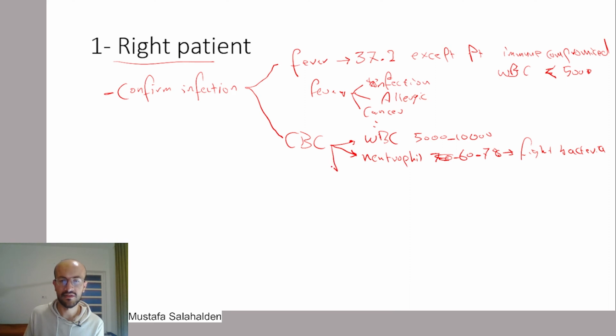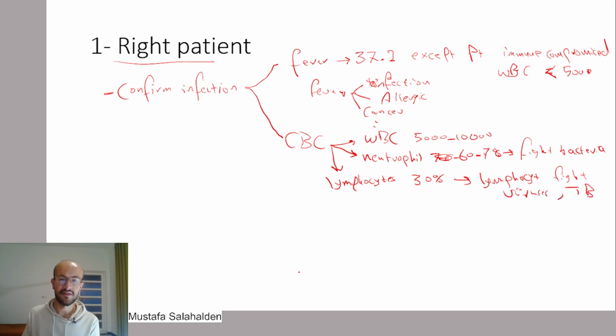You also pay attention to the lymphocytes. The lymphocyte count is 30%, and if it is raised, so the lymphocytes fight viruses and TB. So if the lymphocyte count is raised, this might mean the patient has a viral infection or tuberculosis.